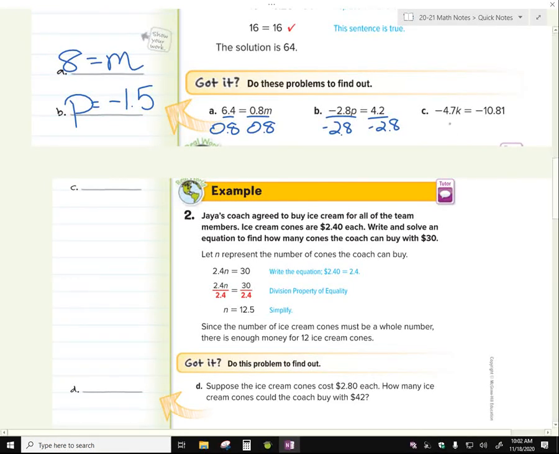And it's the same situation for this. I need to divide by the coefficient because it's being multiplied. We're trying to undo what's being done to k. You can just do 10.81 divided by 4.7 because our quotient is going to be positive.